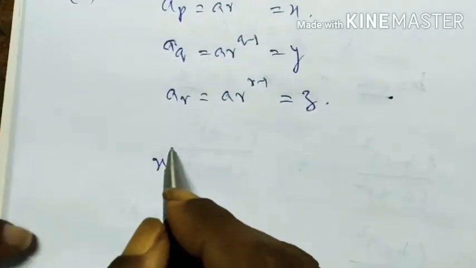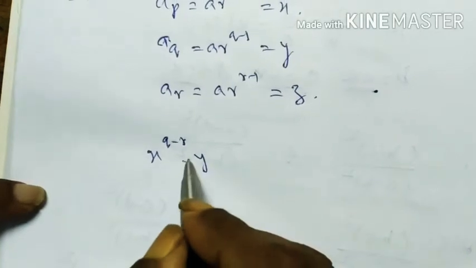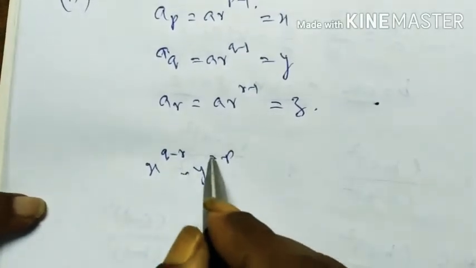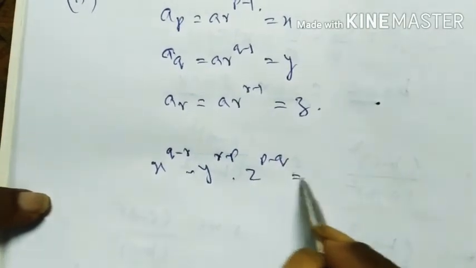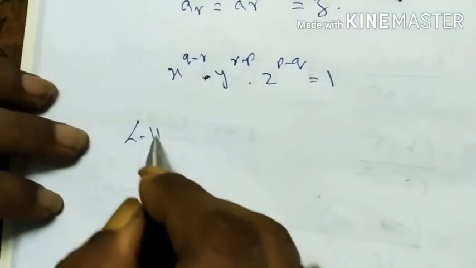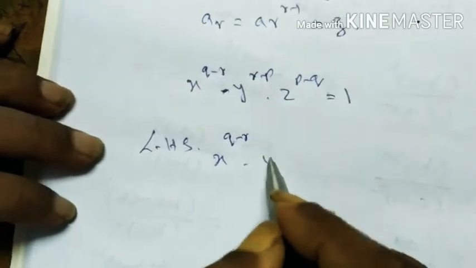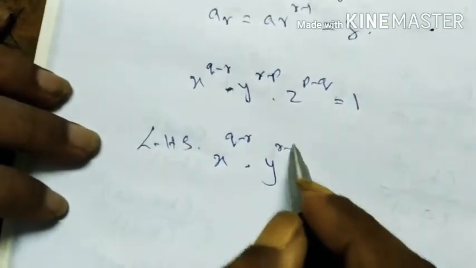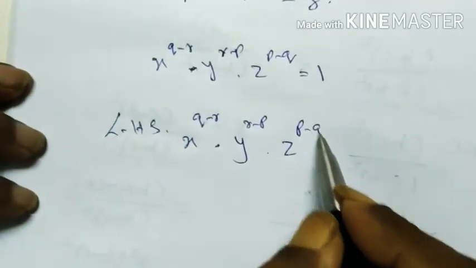x to the power of q minus r into y to the power of r minus p into z to the power of p minus q equal to 1. Now see what I am going to do here. I am going to take the left hand side, that is x to the power of q minus r dot y to the power of r minus p dot z to the power of p minus q.